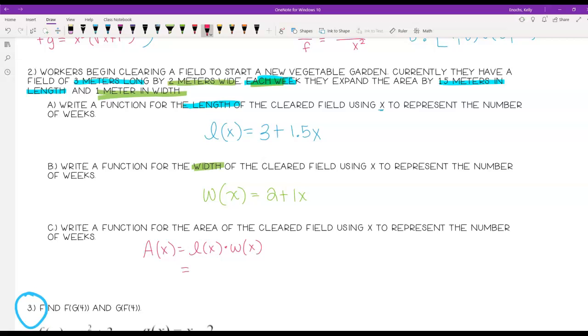And then I'm going to plug in the two functions that I have. So 3 plus 1.5x and 2 plus x. That's a binomial, so we got to multiply those two binomials together, and we end up with 6 plus 3x plus 3x is 6x plus 1.5x squared, and that's going to be our function. So the area of x is 1.5x squared plus 6x plus 6.